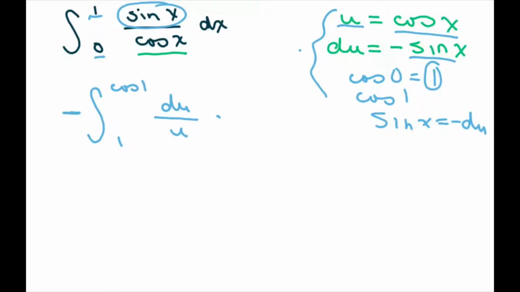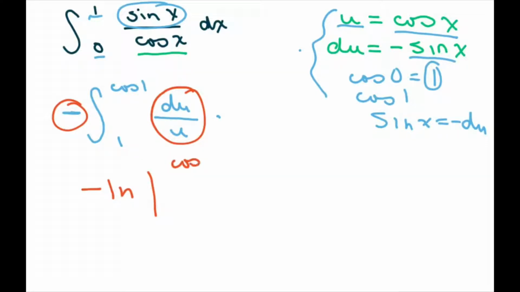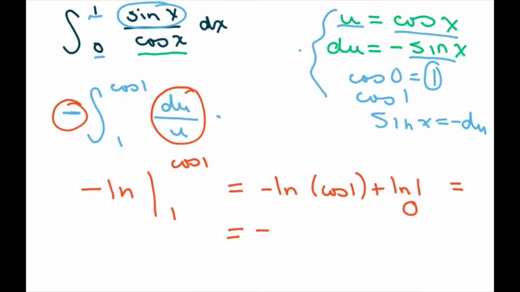So basically what we get for this is negative ln, because I'm pulling out the negative. And we want to evaluate it at cosine of 1 and cosine of 0, which in this case is just 1. So this is going to equal negative ln of cosine of 1 plus ln of 1. And ln of 1 equals 0. And so that means our answer is going to be negative ln cosine of 1.